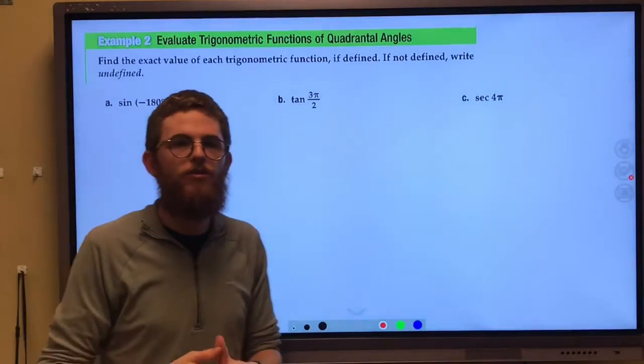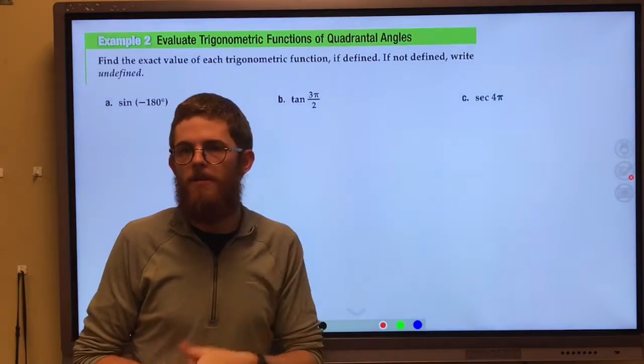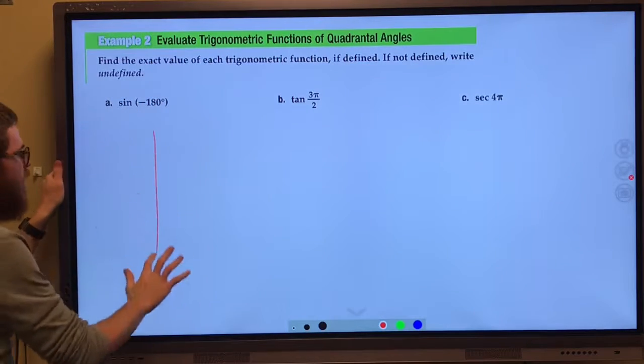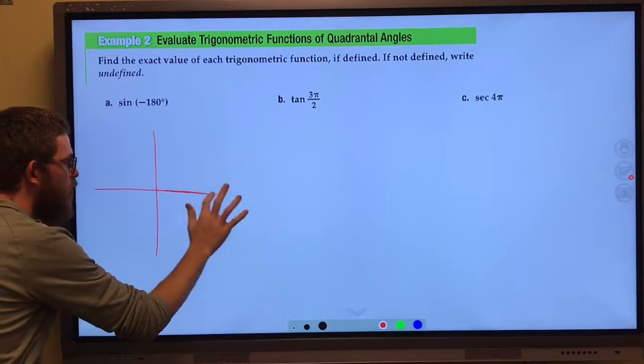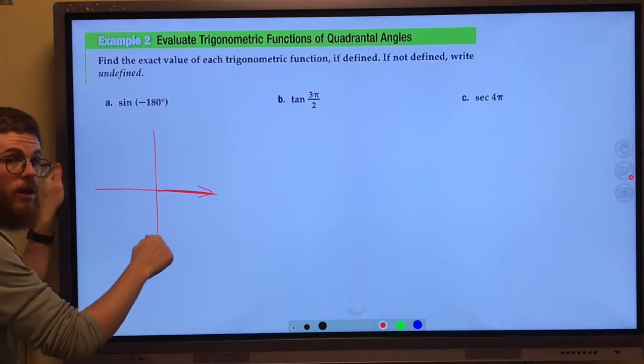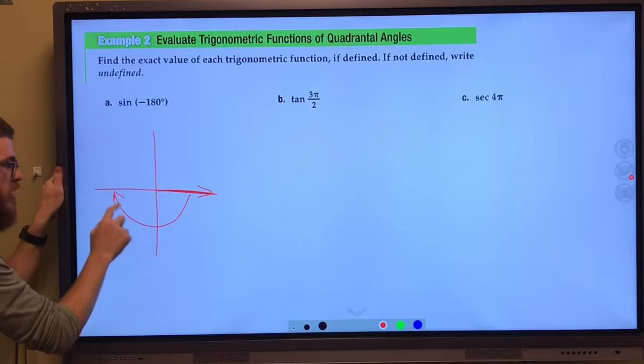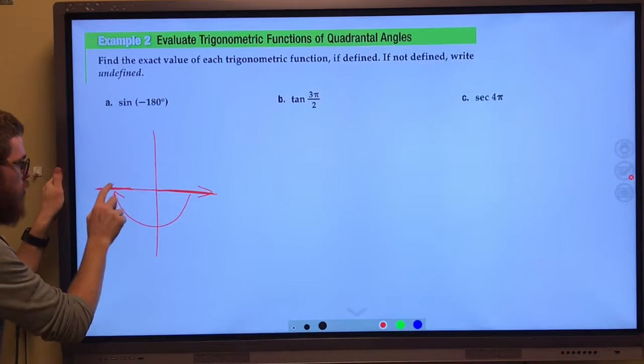So we want to evaluate these trig functions at these different angle measures. Here we want to find the sine of negative 180. Of course, if this is our starting point, we know it's going to be negative 180 degrees. It's going to finish right here.